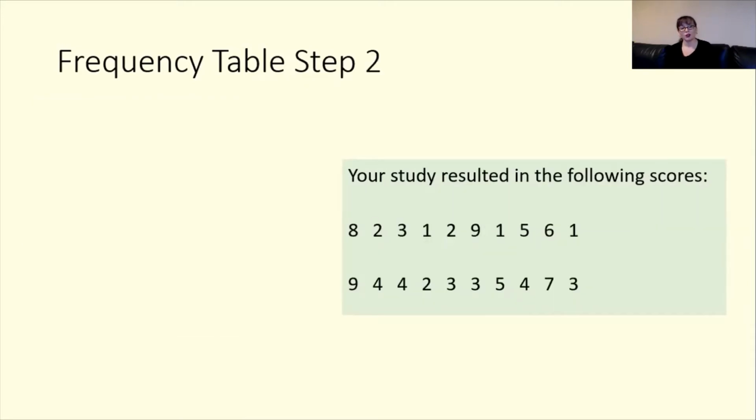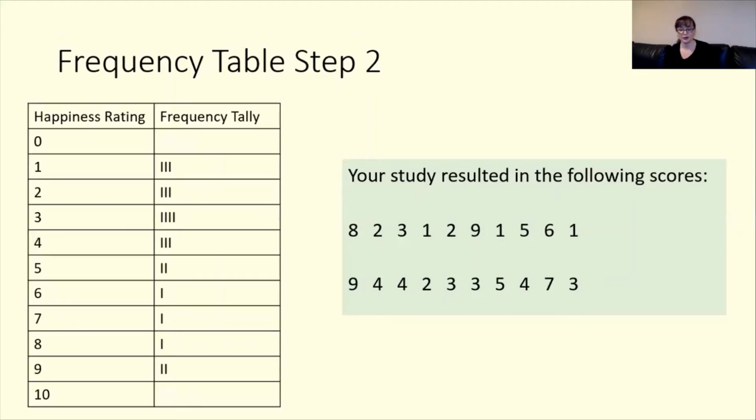For step 2, we're going to go one by one through the scores that we have here. These are the data that our participants have given us. And we're going to make a tally mark next to each value on the list. So for instance, my first number here is 8. I'll go next to that happiness rating of 8 and make a tally mark here, which we can see. Next score is 2. So I'll go to that happiness rating of 2 and make a tally mark in that next column next to the 2. And we can see that if we just keep doing that, our final product is what we have here.